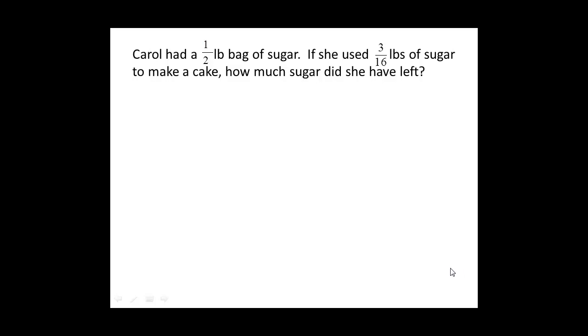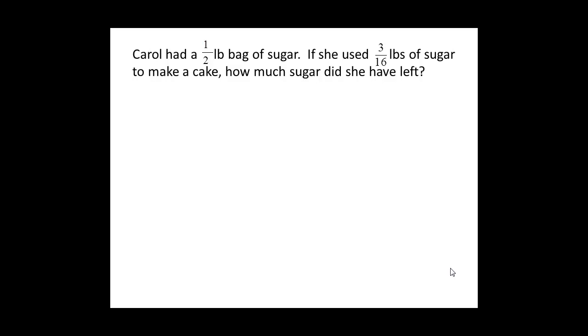Now we will do some application or word problems that involve fractions. Carol had a half-pound bag of sugar. If she used 3/16 pounds of sugar to make a cake, how much sugar did she have left?